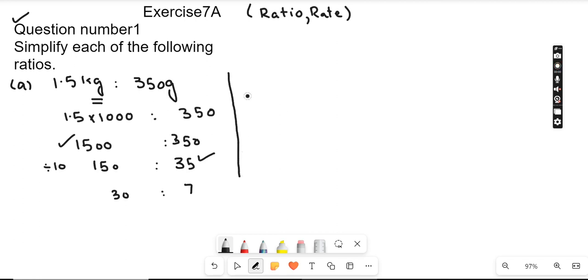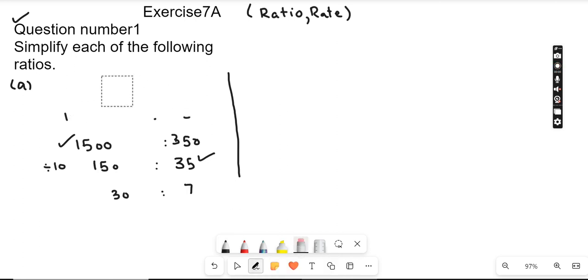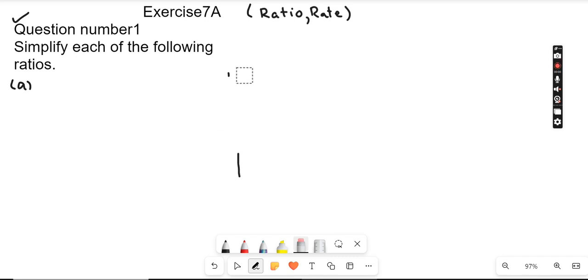Now we'll be working with B part of the question. This is little bit different question. For B part of the question, we have two fractions. So B part says, and we're writing this is B part of the question. What B part says, this is 15 divided by 24 and 9 divided by 7.